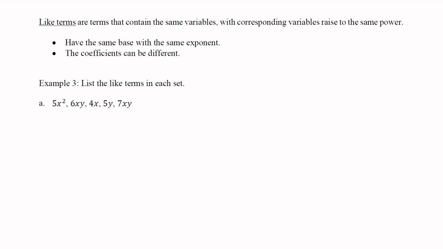Well, if we look at the first term, 5x squared, there's no other x squared term, so we can throw that out. On our second term, we have 6xy. We also have 7xy, so those would be like terms. And then we have a 4x, but no other x terms, and 5y and no other y terms. So those would be the only like terms, 6xy and 7xy.